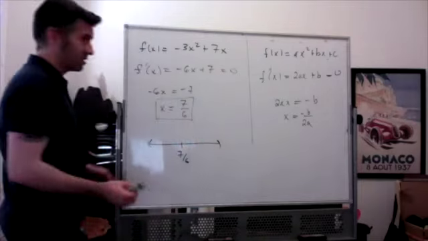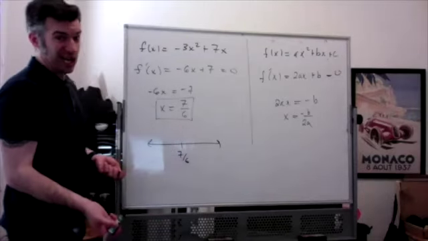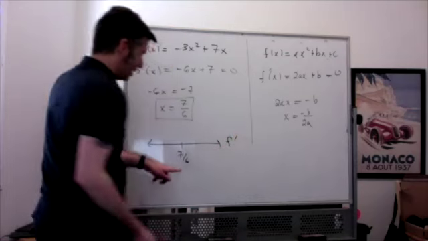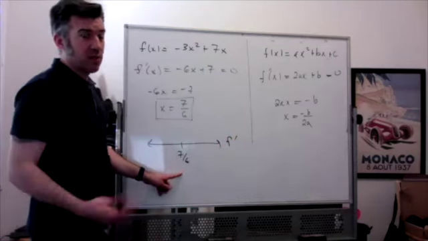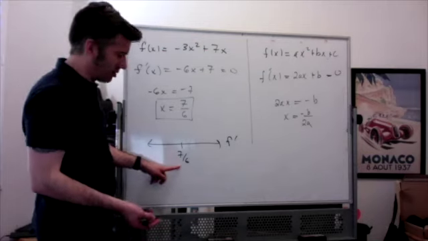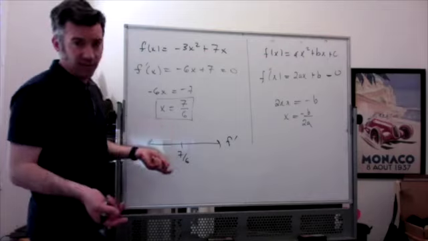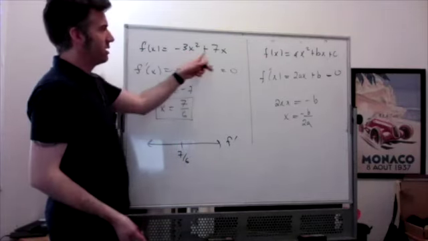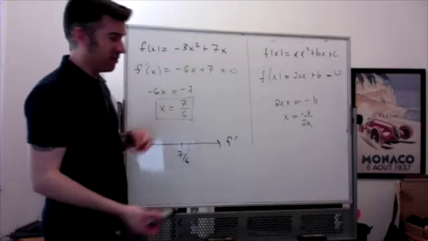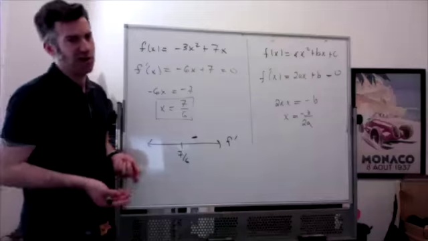We already know that if it's a downward opening parabola, it should be increasing on the left and decreasing on the right. Let's check anyway. Pick a number bigger than 7/6, like 10. You don't have to pick the smallest number that's bigger than 7/6. Let's plug in 10. 10 squared is 100, times negative 3 is negative 300, plus 7 times 10 is 70. Negative 300 plus 70 is definitely negative.